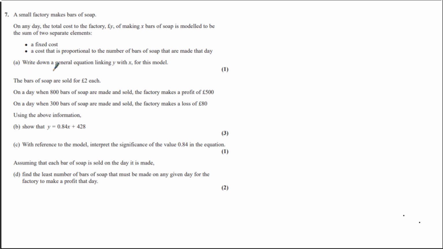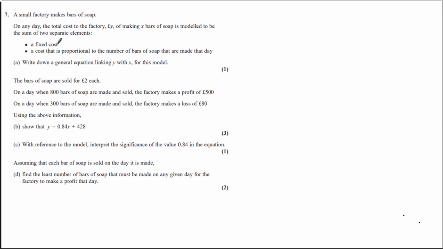Part A asks us to write down a general equation linking y with x for this model. So we know that y, the total cost to the factory to make these bars of soap, is made up of the sum of two parts, one being a fixed cost and another being a different cost which is proportional to the number of bars of soap.